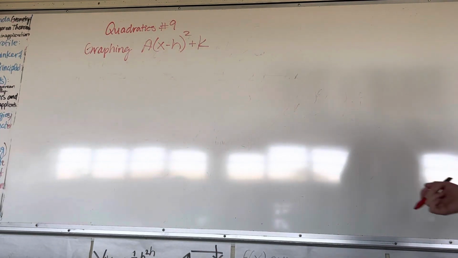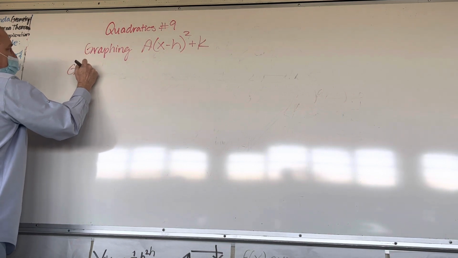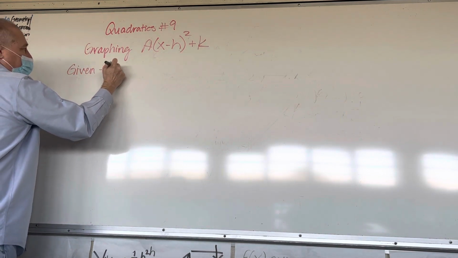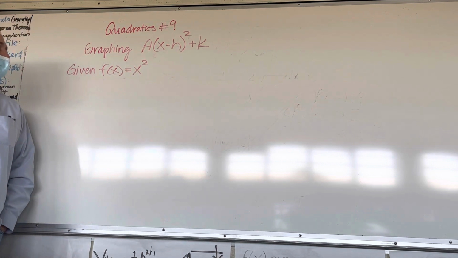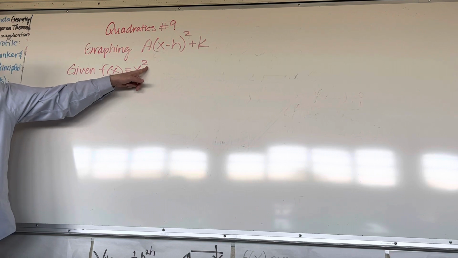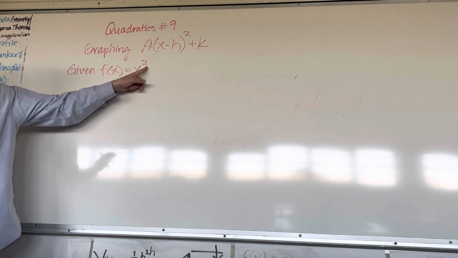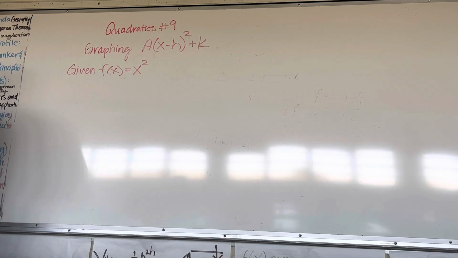All right, what is our most basic quadratic? It looks like this. Given f of x equals x squared. This is it right here. What's the power on the x? This is the most basic understanding of what a quadratic is. A quadratic is a variable raised to the power 2. You guys say that. A variable raised to the power 2.